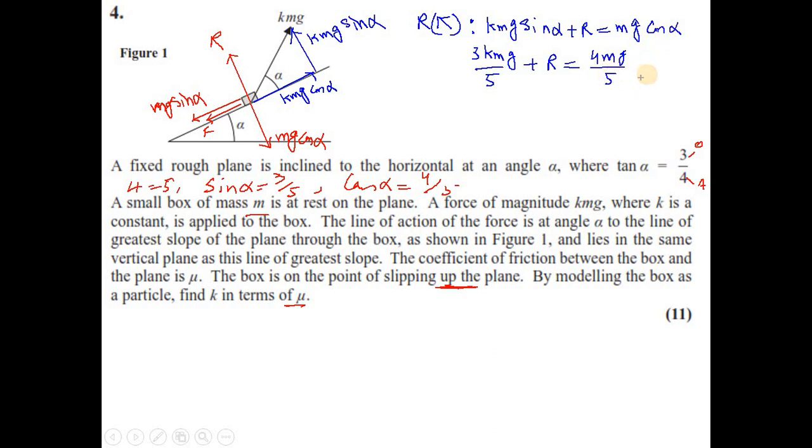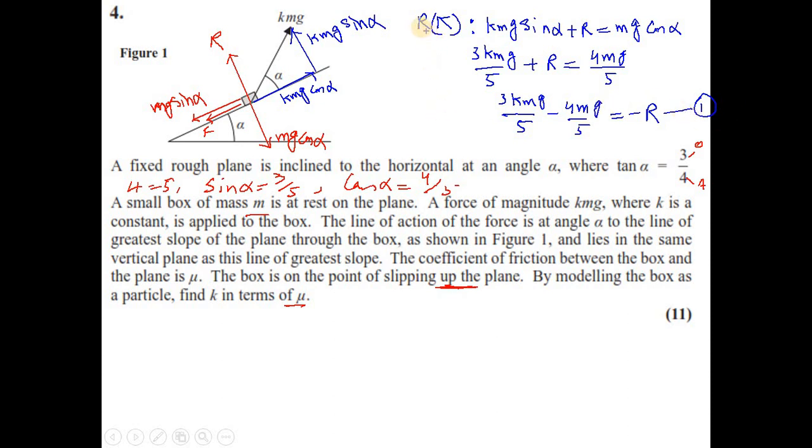And because we need to find k, it's good to rearrange the equation so that we have mg on one side and R on the other side. So you send this 4mg to the other side and R to the right-hand side, and you can rewrite this equation as 3kmg upon 5 minus 4mg upon 5 is equal to minus R. Let's call it equation number 1.